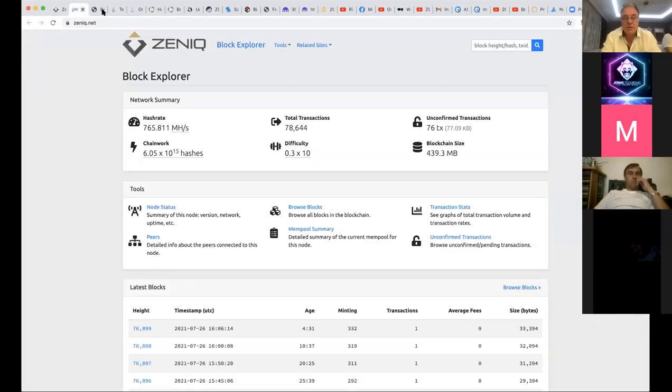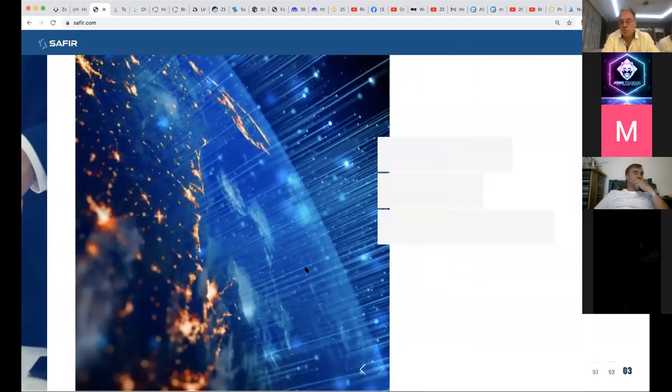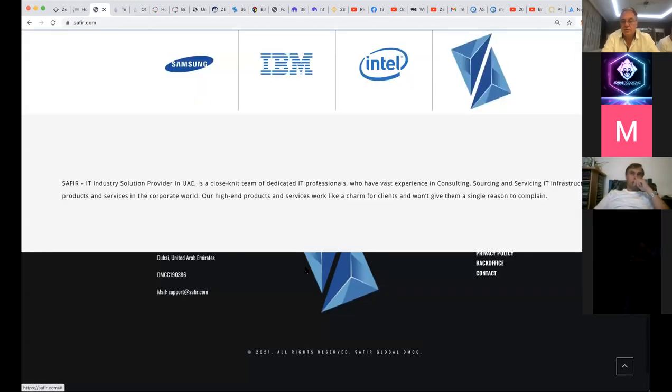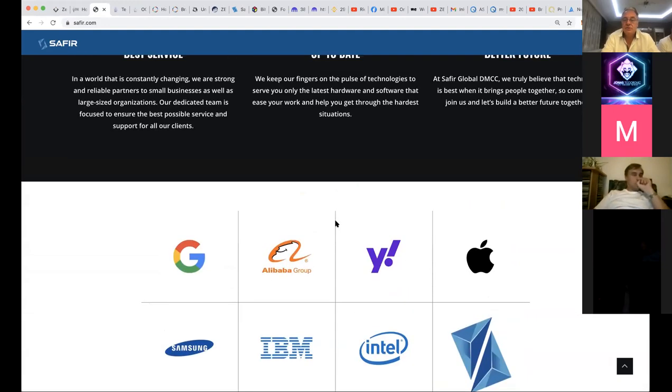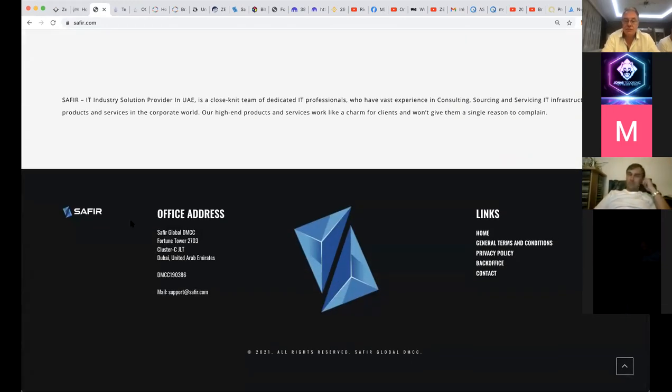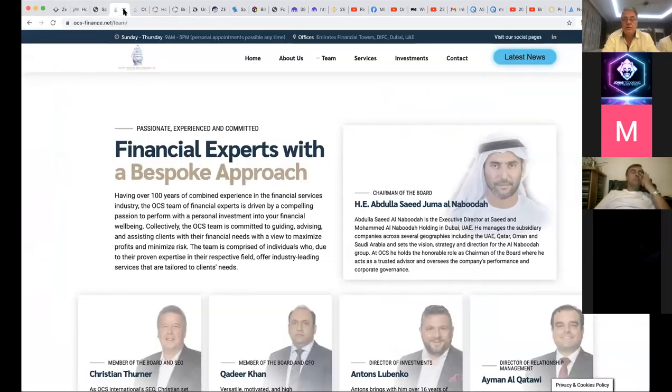Then we can go directly from there to our partner Sapphire, which is the marketing part and also based in Dubai. I strongly recommend also reading this page, and you can see a few of the partners they are working with. So it's a quite powerful concept. On the bottom of the page, you can also find the address and the mail to the company, which is also very important to know. And of course, OCS International, which is our banking partner.